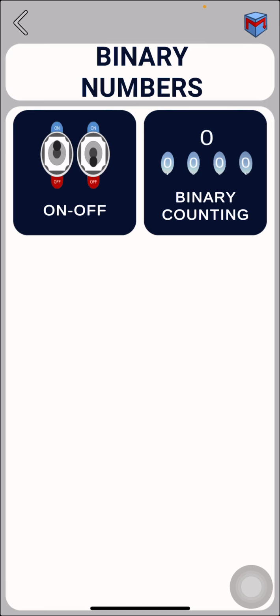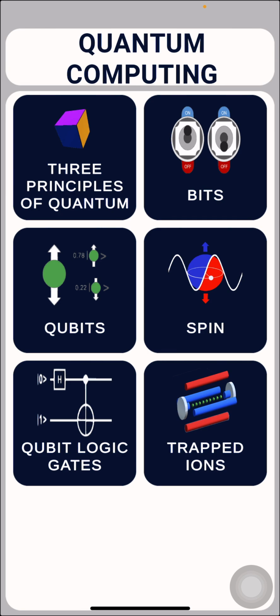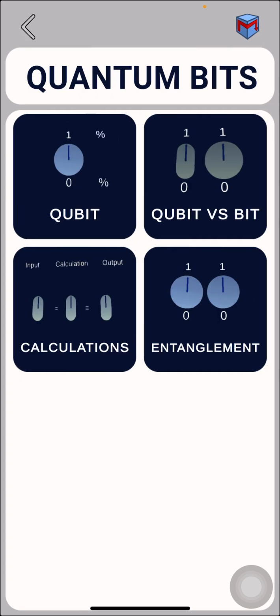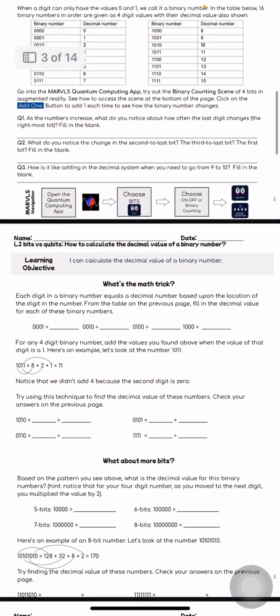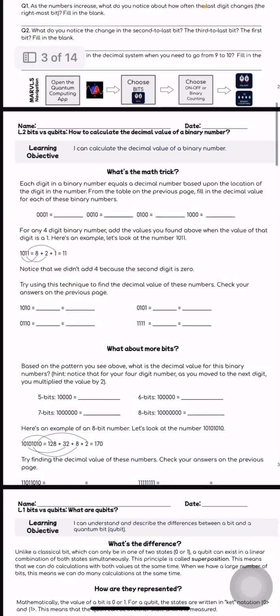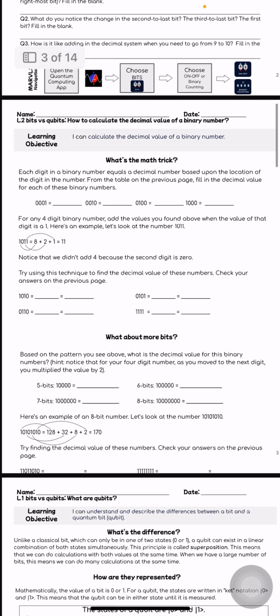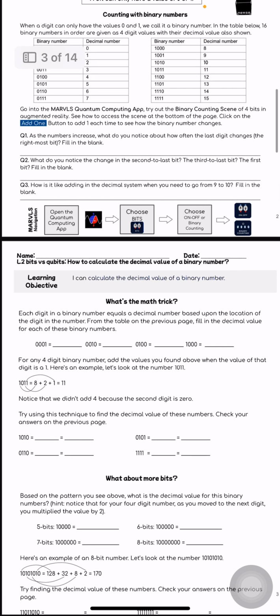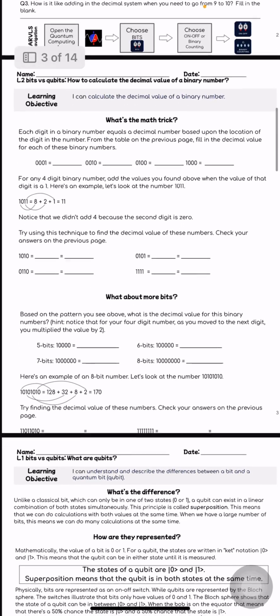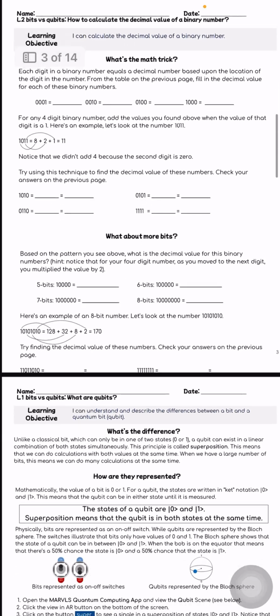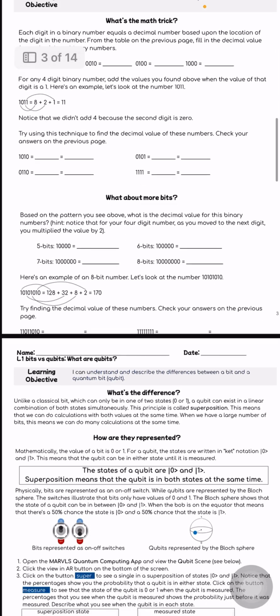Okay, so next we'll go to qubits, and learn a little bit about qubits. I forgot to mention on the counting, we have a little bit of information about how you can convert a binary number into a decimal number. There are some instructions, some questions, and some examples, and students can work through that.